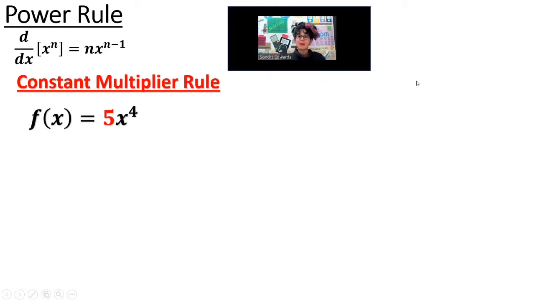In the couple examples that we're going to look at right now, the only difference is that there is a leading coefficient, and that leading coefficient is called a constant multiplier. So to use the constant multiplier rule, you just use the power rule but multiply by the constant out front. Okay, so that just amounts to, when that 4 moves to the front, we're going to have 4 times 5, which is 20, subtract 1 off the exponent. So we're going to have 20x to the third.